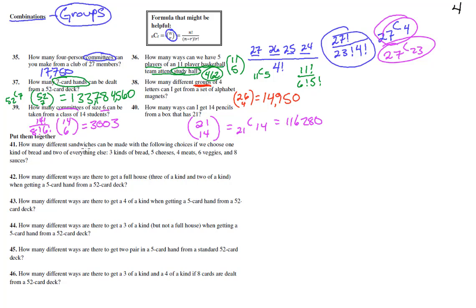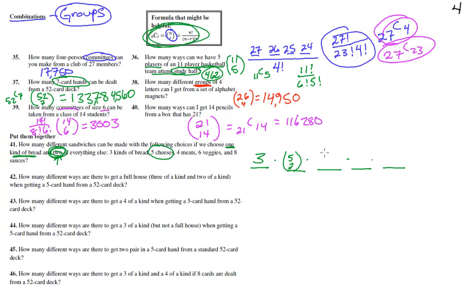In this case, it says how many different sandwiches can be made with the following choices if we choose 1 kind of bread, but 2 of everything else. So we're going to have bread, cheese, meat, veggies, sauces. We get 3 kinds of bread. But now with the cheeses, just like we did way early on, we know we're picking from 5 cheeses, but we get 2 of them. And it doesn't matter which order, so this one is going to be 5 choose 2. Now notice how quickly we did that. We said, how many different ways can I pick 2 out of 5 cheeses? And that's exactly what this formula means.